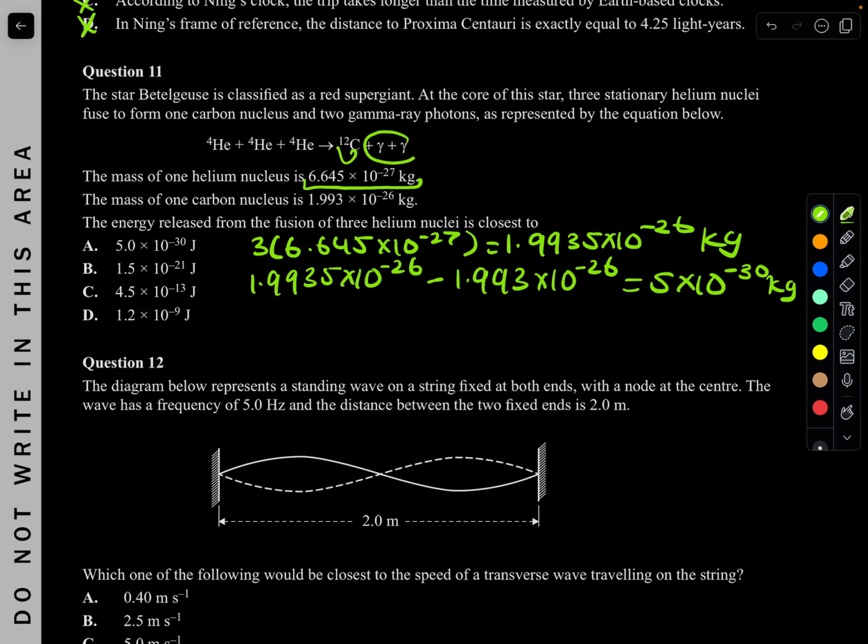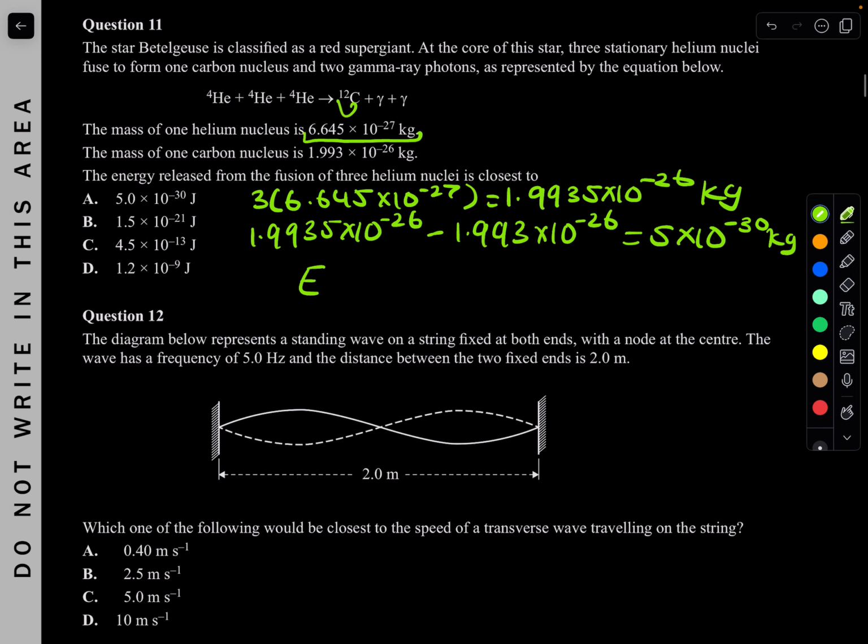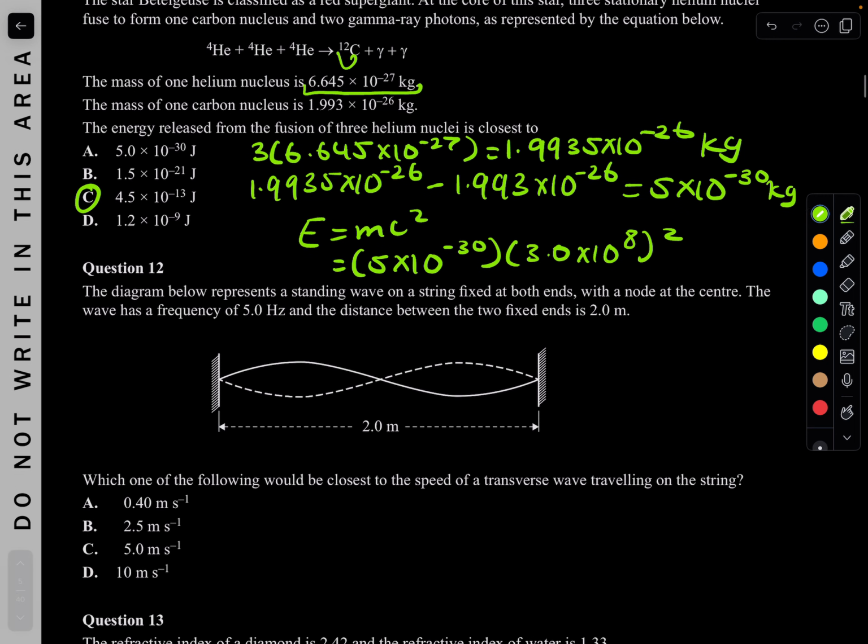This is the actual mass of these 2 gamma photons, and now we can find the energy, using mc squared. So what's the mass? It's 5 times 10 to the power of negative 30 times c squared, which is 3.0 times 10 to the power of 8 squared. Let's do that. 3.0 times 10 to the power of 8 squared. That gives us 4.5 times 10 to the negative 13, which looks like C is your answer.